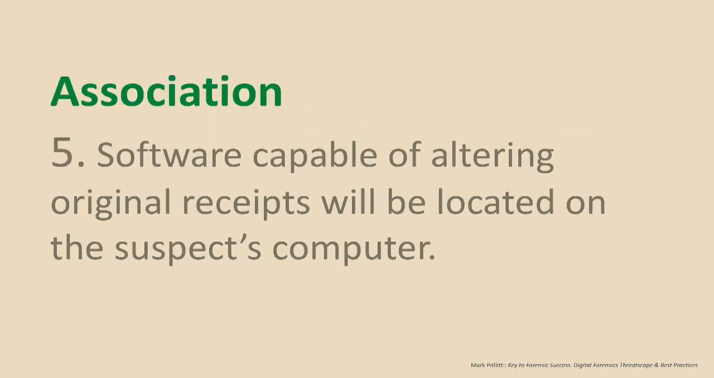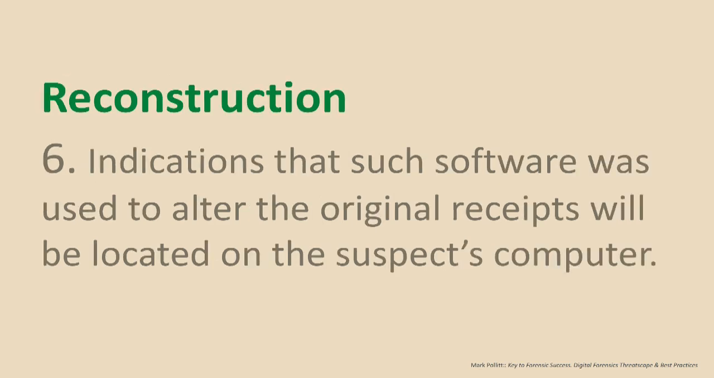Association. Software capable of altering those receipts will be located on the suspect's computer. So you want to associate those fraudulent receipts with the computer owned by the suspect, right? Reconstruction. Indications that such software was used, not just installed, but actually used, right, to alter those original receipts. And we're going to find that on the suspect's computer.